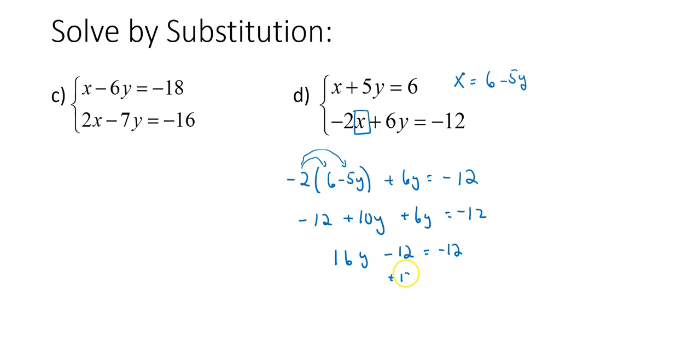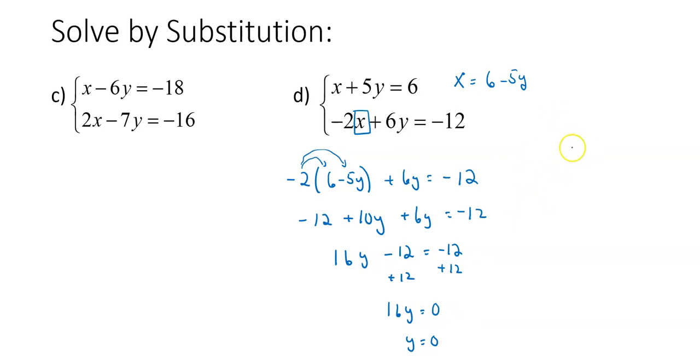And a funny thing happens. When I add a 12 to both sides, I get 16y equals 12 minus 12, which is 0. So y is 0. Is that possible? Sure. Right? 0 is a real number. 0 can be one of the answers in a problem. So it's not wrong if you get y equals 0. Just check your work at the end.